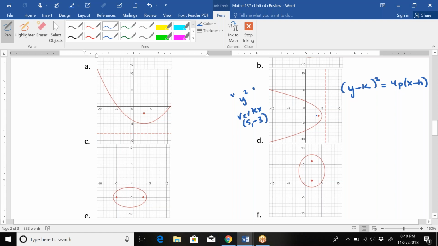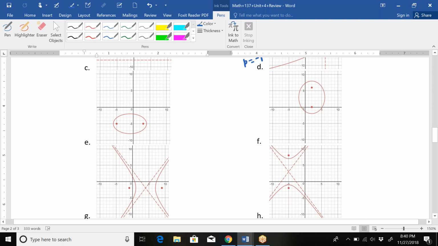The p-value is how much does it measure to go from the vertex to the focus. And that is positive or negative based on which direction it's heading. That is a -1. So p is -1. So when we plug this in, this will be y minus -3 because it's the y value. So that'd be plus 3 squared equals 4 times -1. So that's -4. And then x minus 5.